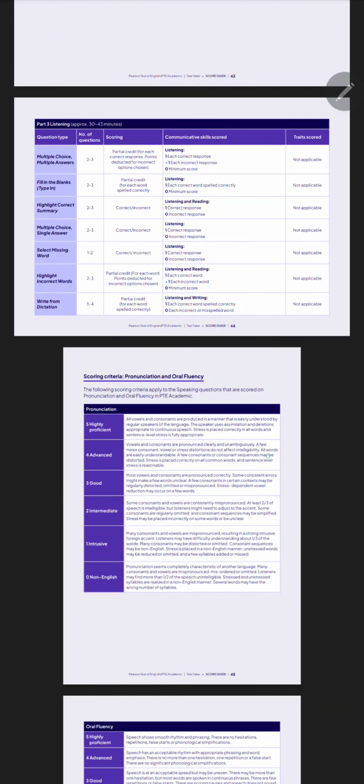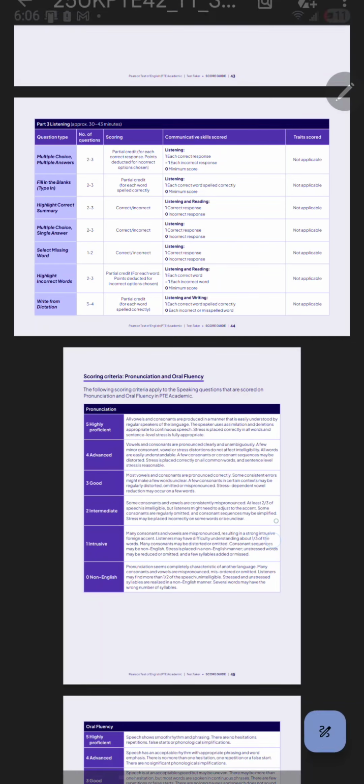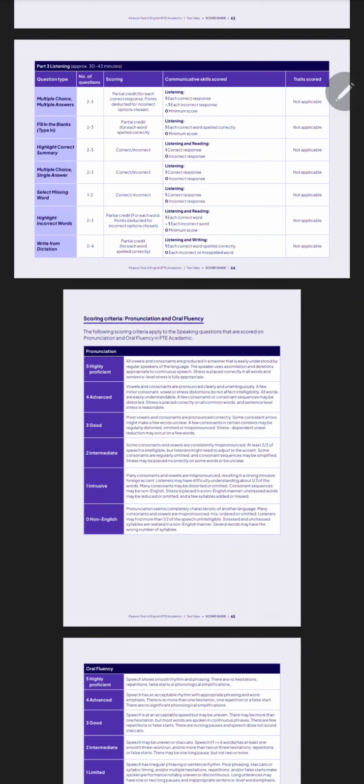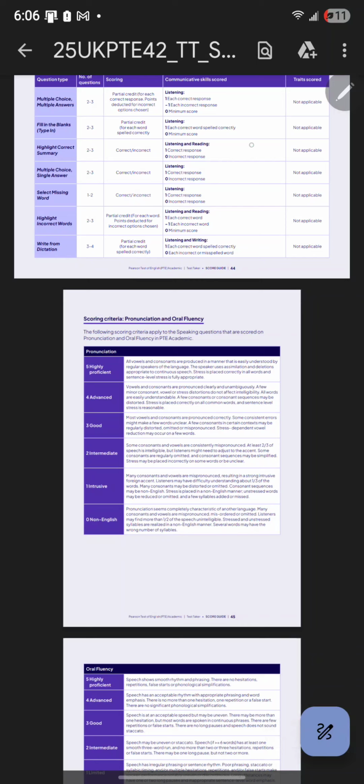So, how to score high in pronunciation? A score of 5 is for highly proficient. All vowels and consonants are produced in a manner that is easily understood by regular speakers of the language. The speaker uses assimilation and deletions appropriate to continuous speech. Stress is placed correctly in all words and at sentence level. Stress is fully appropriate.